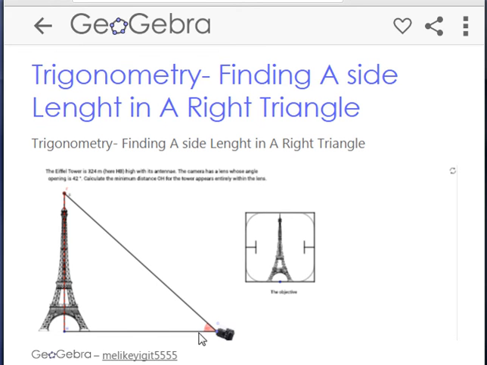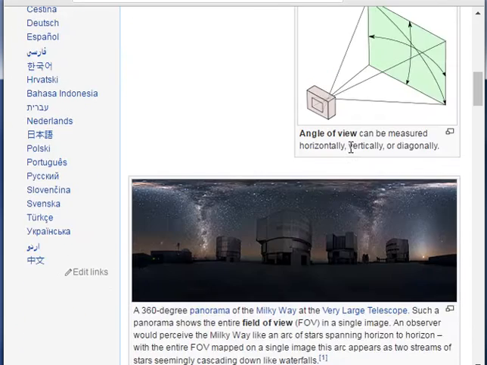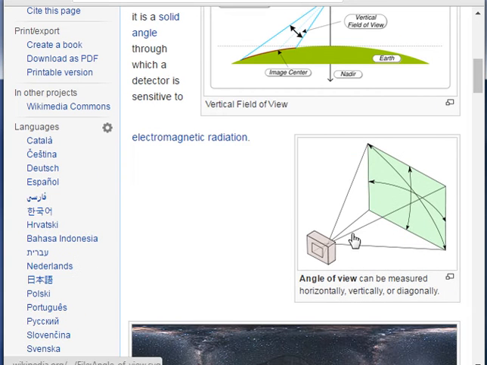It turns out that every camera has something that's called an angle of view or a field of view. In other words, the camera can only see so much. And the height of the Eiffel Tower is well known. You can look it up, and it's on the internet. But first, let's take a quick look at this idea of field of view. If we go to Wikipedia and we look up field of view, we can see that it's well known that cameras have a certain angle of view.